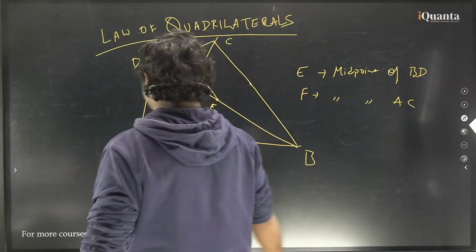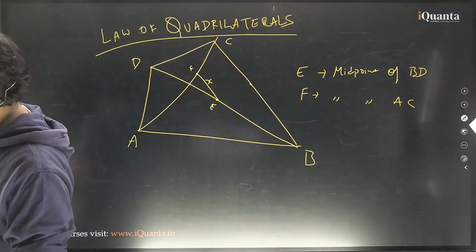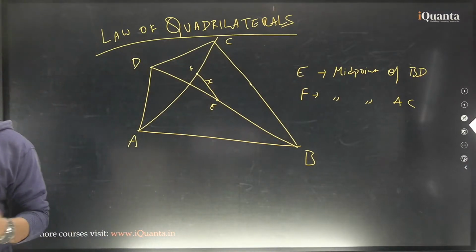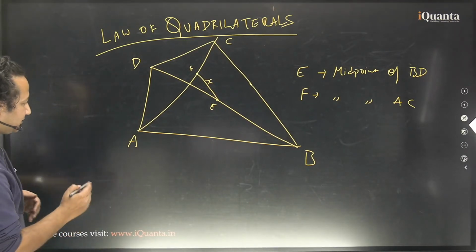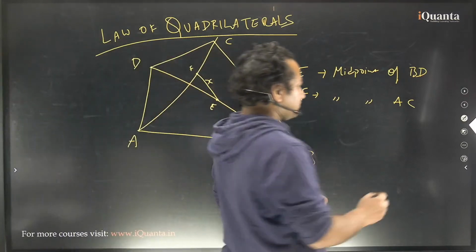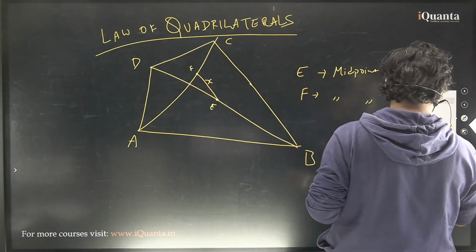I'm just hoping that something like this comes in CAT and you don't have to use a lot of steps and directly answer. All right, seen something like this? Rishabh? Rishabh is a maths nerd. Rishabh, did you see something like this?